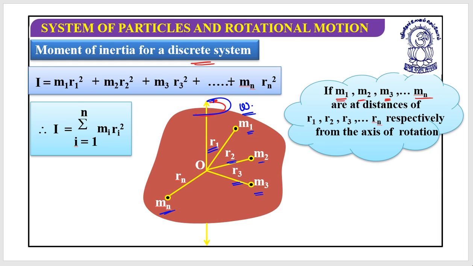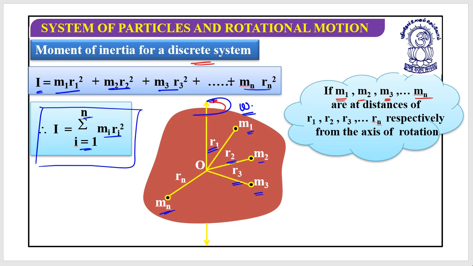So the total moment of inertia of the system would be I equals m1 r1 square plus m2 r2 square plus m3 r3 square up to mn rn square. And while I write this, I am simply doing this: I equals sigma i equals 1 to n mi ri square. So it is just the addition of m into x square. I hope this is clear. Any doubts?